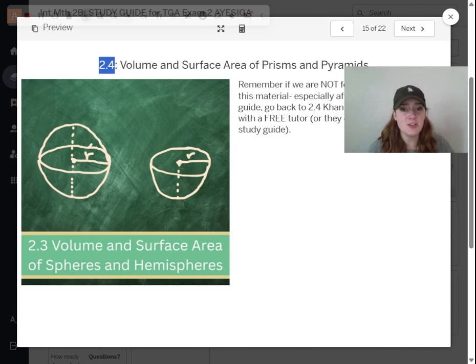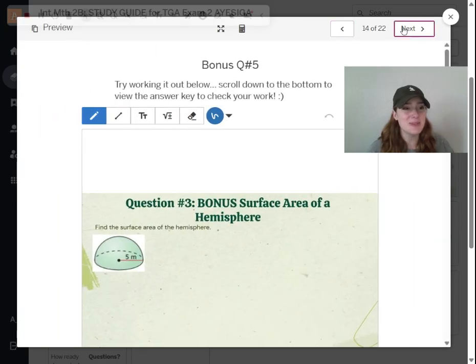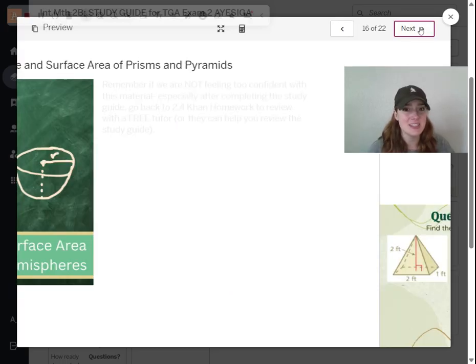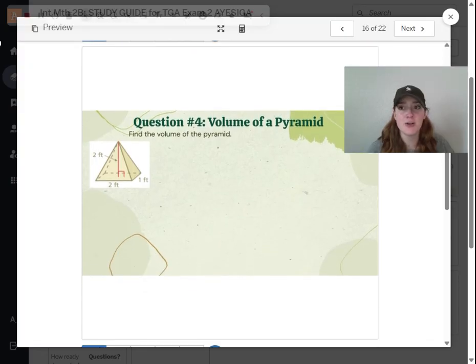Last topic in Unit 2 is volume and surface area for prisms and pyramids. You might have noticed on the last one we skipped volume. That's because you won't be seeing it on your exam. So I'm helping you guys out, cutting down some of the questions. All right, so looking at question number 4, we're going to find the volume of a pyramid.